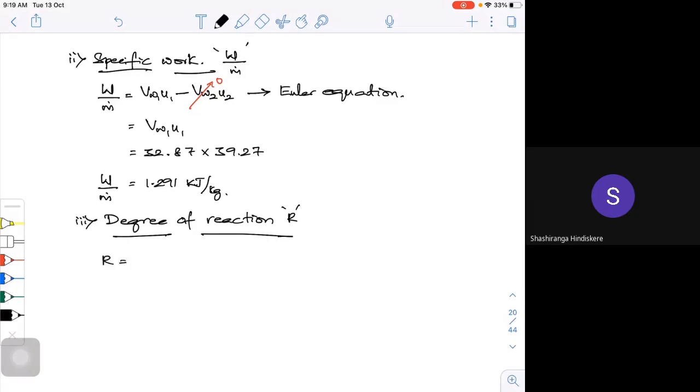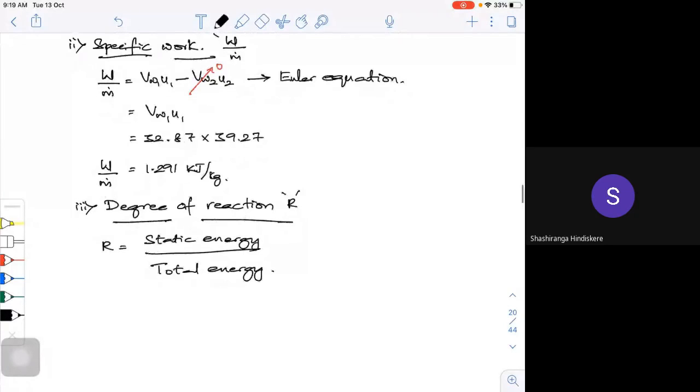Degree of reaction, if you define it, is nothing but your static energy to your total energy, or total head. This is the definition. So directly I can use different formulas, or I can calculate it based on whatever is available. Whatever the fastest way I can do it.